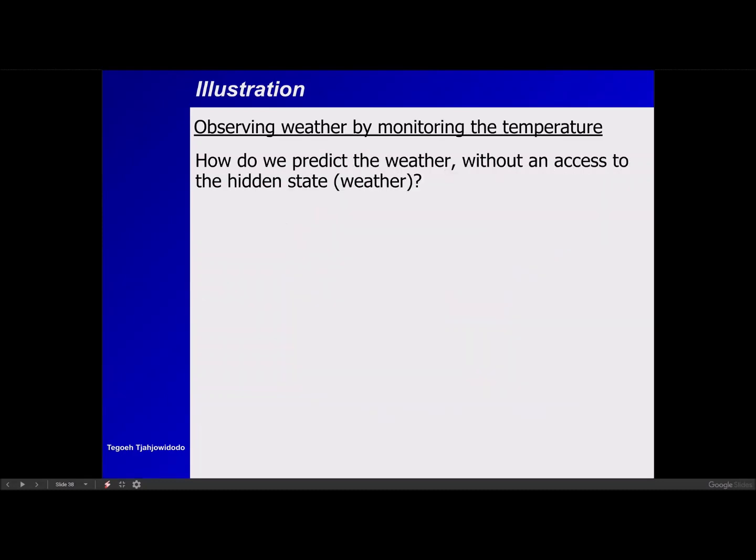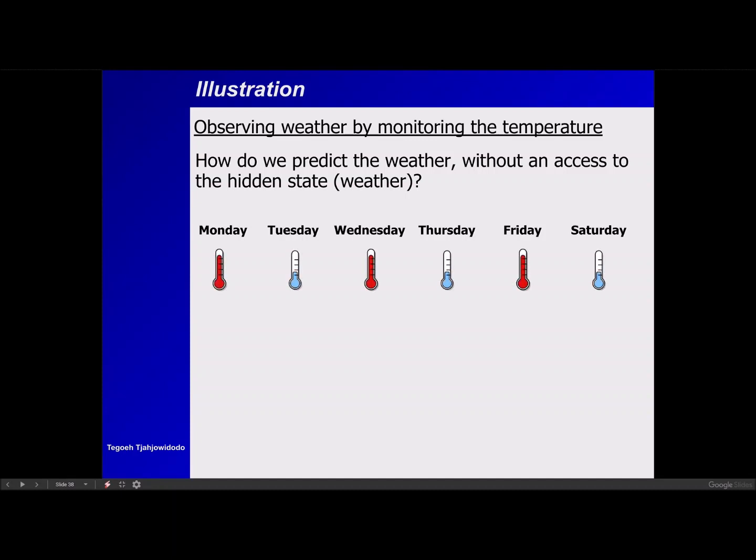Now, how do we predict the weather without opening the window, without looking outside, without access to the hidden state, the weather itself? Let's take a case of 6 days, from Monday to Saturday, and let's take a case again that I know the sequence of the temperature from Monday to Saturday. It's warm, cold, warm, cold, warm, cold.